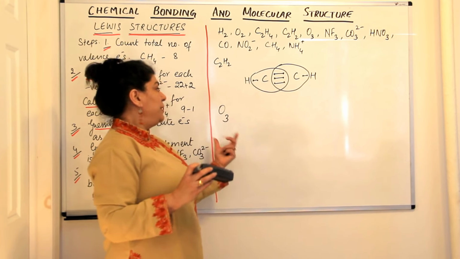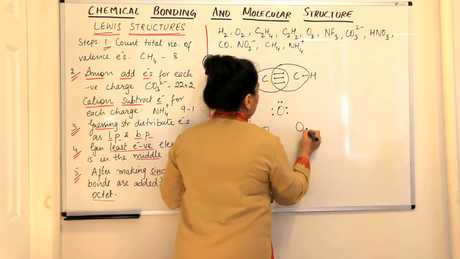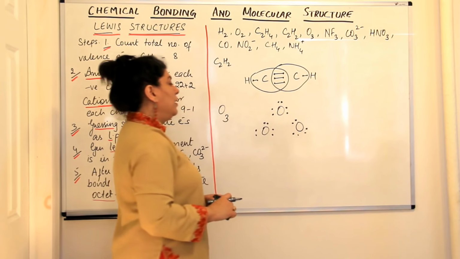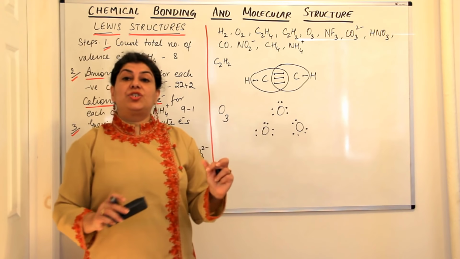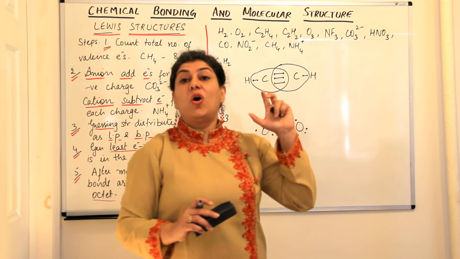So let us have an oxygen here, an oxygen here, and an oxygen here. Each oxygen has six electrons. So let us first make the 1, 2, 3, 4, 5, 6. Similarly, this one has 1, 2, 3, 4, 5, 6 electrons, okay? I'm not positioning them correctly yet. Now, every oxygen needs two electrons to complete its octet.